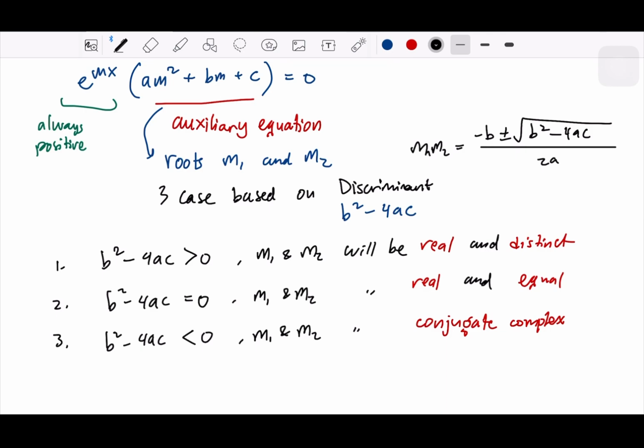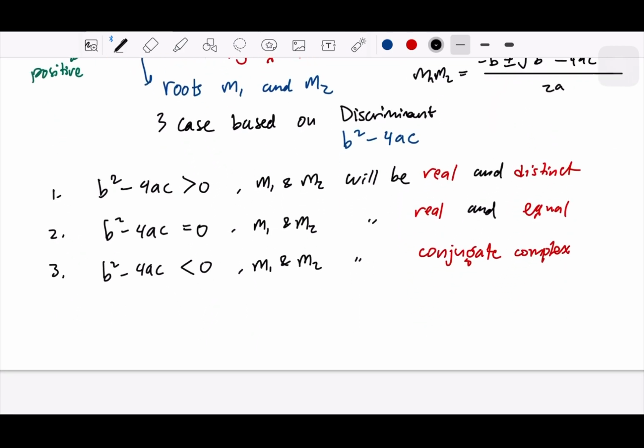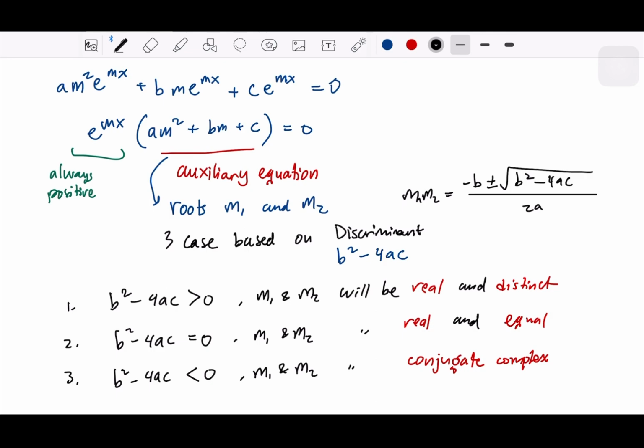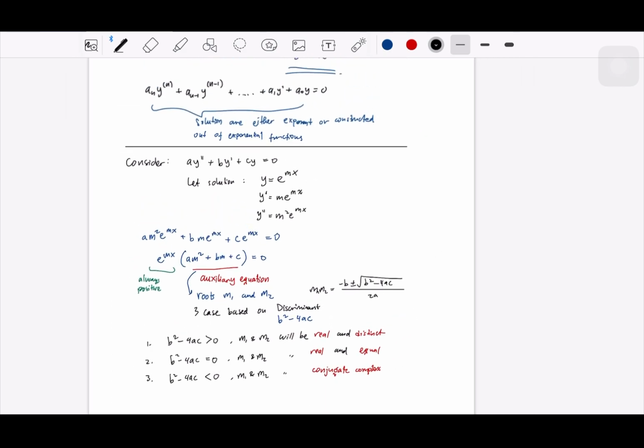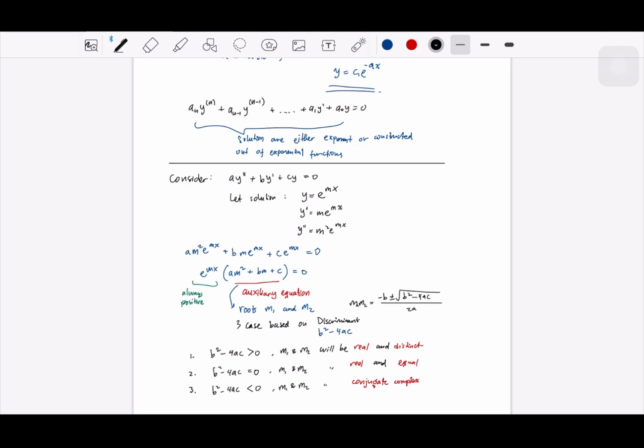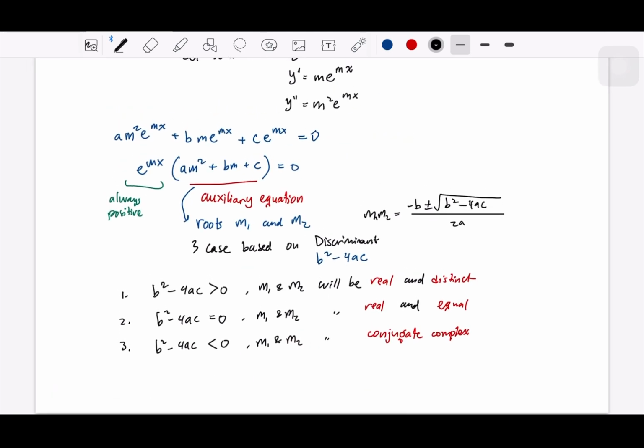Okay, let's go through these three cases one by one. So in the constant coefficient case, before we deal with the solutions, we can first identify the case. I think we can have a break. After the break, we can continue.